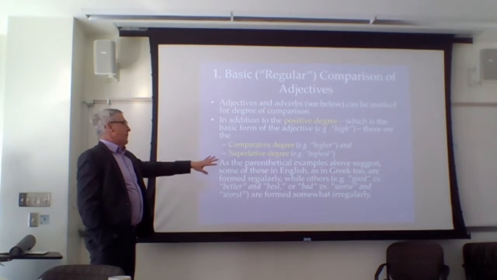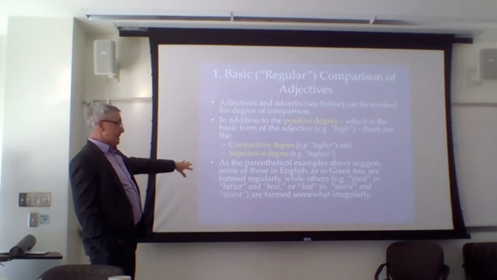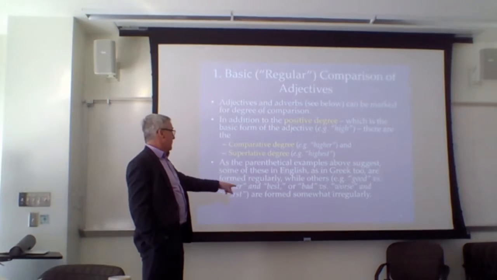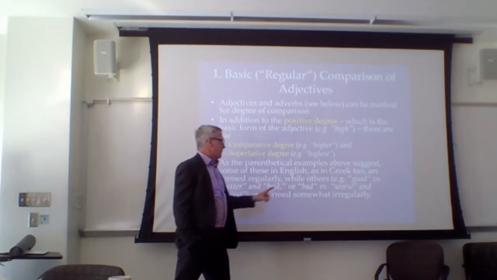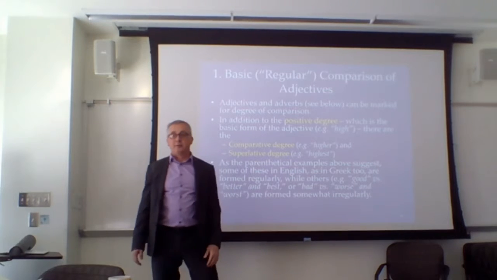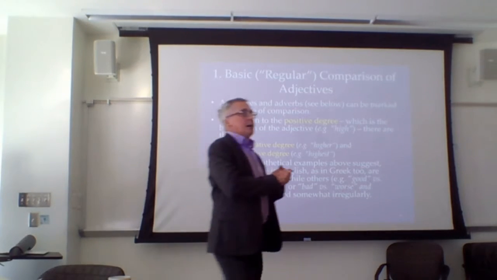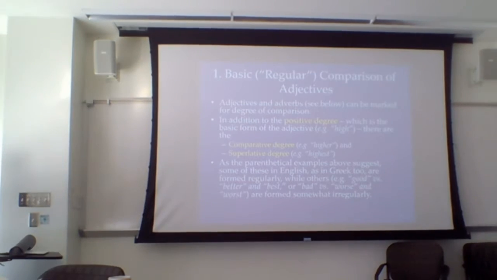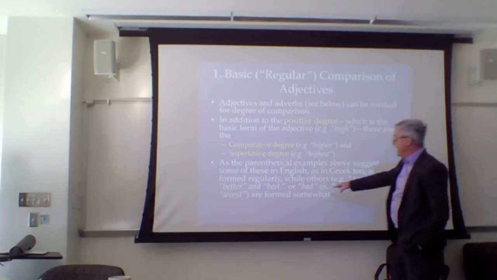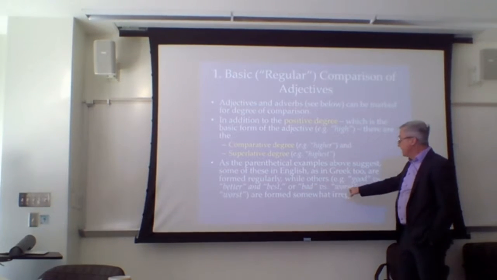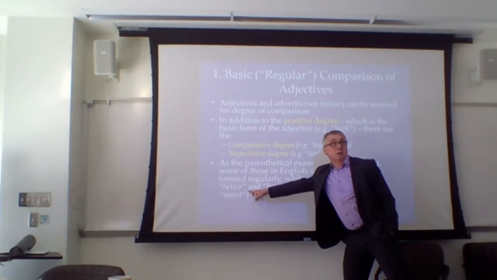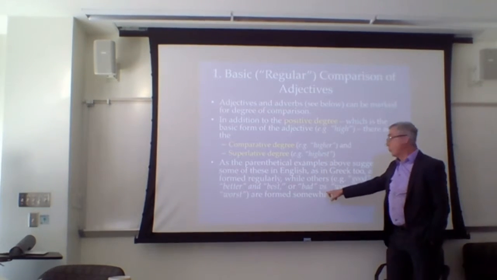As the parenthetical examples will suggest, some of these in English, as in Greek, are formed regularly, while others are formed somewhat irregularly. And I've given you the example of a couple of common adjectives which have suppletive forms. So you don't say badder, usually in English, we say worse. And not only is worse not of the same root or stem as bad, but it doesn't look like it's formed the same way either. Well, it doesn't end, it's not worser.